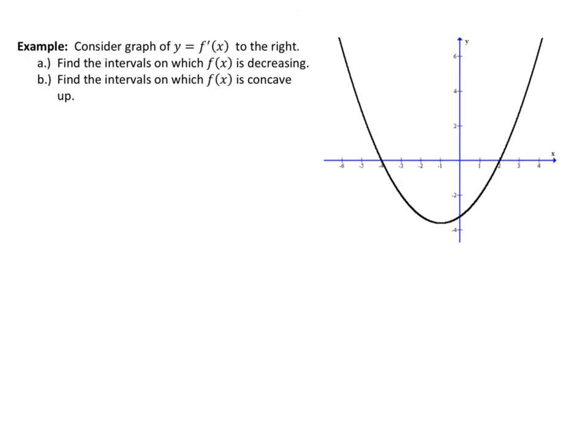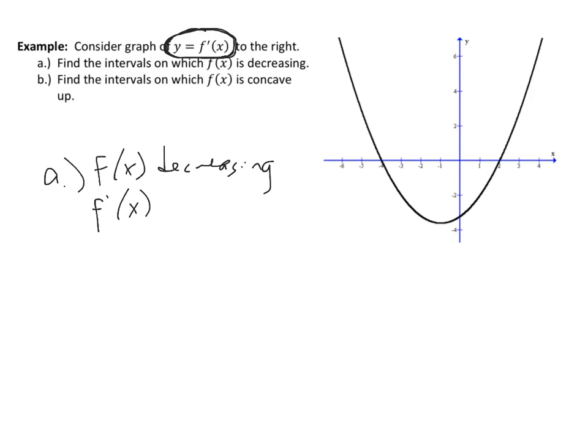So here I'm giving you a graph, and I want you to notice this is the graph of the derivative. So I'm giving you a graph of the derivative, and my first question is, where is f of x decreasing? Not where is the derivative decreasing, where is the function decreasing? Well, a function is decreasing when the derivative is what? When the derivative is negative. Well, you happen to have a picture right here of the derivative. Can you tell where this function is negative? Isn't it negative between -4 and 2?